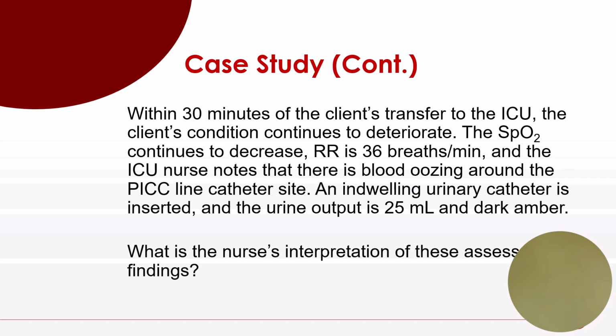Within 30 minutes of the client's transfer to ICU, the client's condition continues to deteriorate. The SpO2 continues to decrease. Respiratory rate is 36. The ICU nurse notes there's blood oozing around the PICC line catheter. An indwelling catheter is inserted. The urine output is 25 and dark amber. What is the interpretation of these assessment findings?